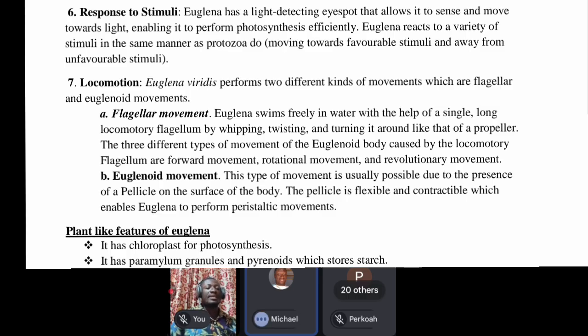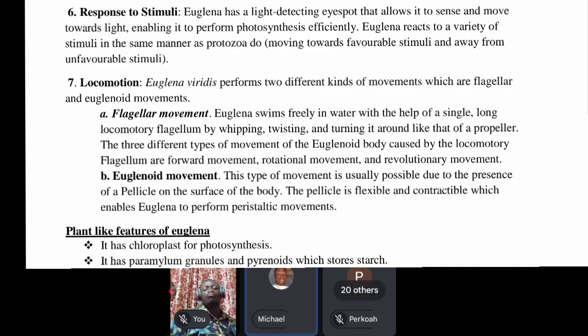So Euglena, what it normally uses is the flagellar movement. It uses that when it wants to move, like a human, you run, or like the fowl, it will fly when you pursue it for long. But when it wants to move slowly, it will just be walking or running. But when you pursue it for long, it decides to run just to escape. So it undergoes flagellar movement, and this is what it does.